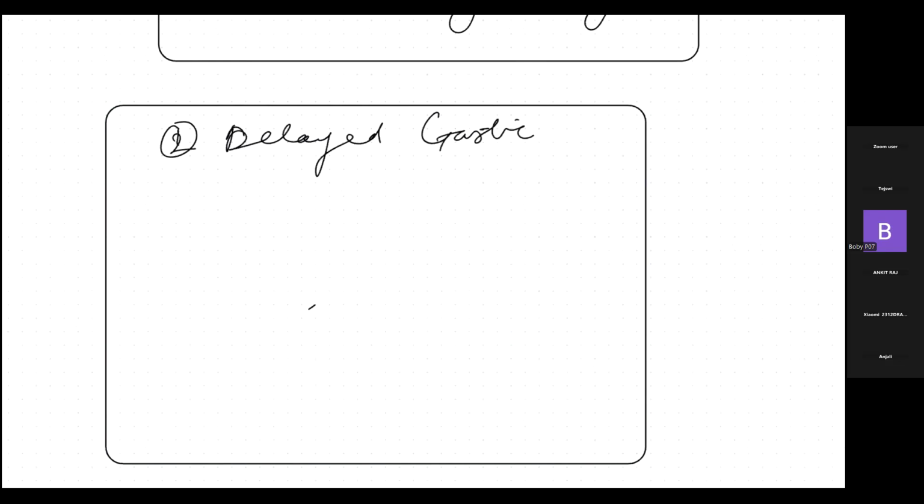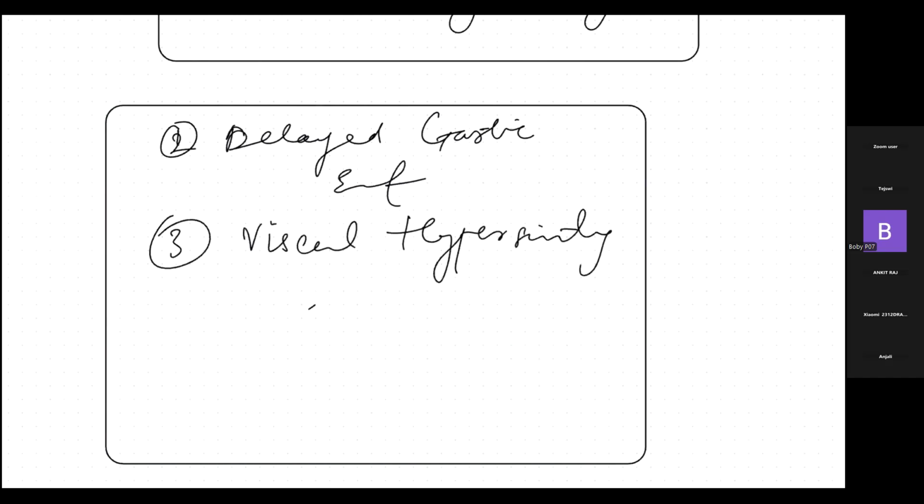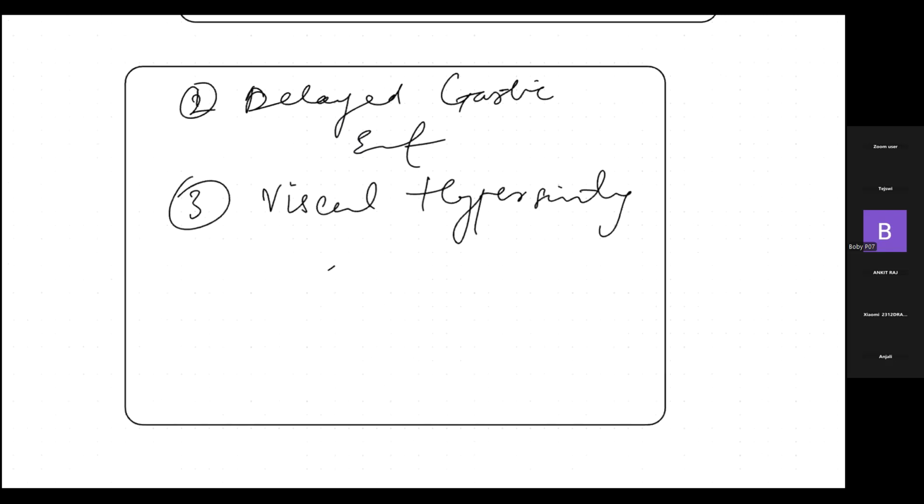The third is visceral hypersensitivity. Now what is visceral hypersensitivity? This also causes pain. I'll explain visceral hypersensitivity in detail when we discuss IBS, because more of this sensitivity is seen there. Over here in non-ulcerative dyspepsia there is pain. When we talk about the clinical features, we get to know that epigastric pain is there, burning sensation is there, early satiety and all this is there, whereas the bowel symptoms are seen very little.